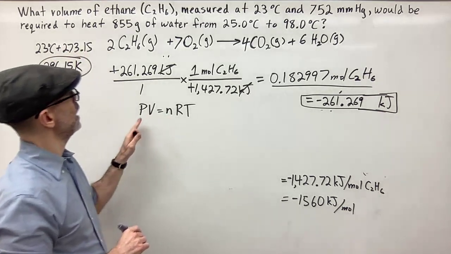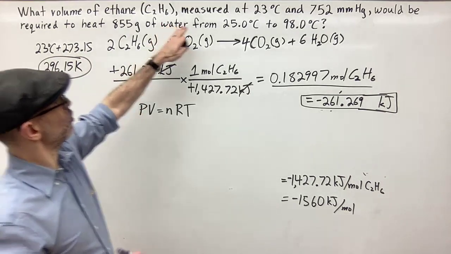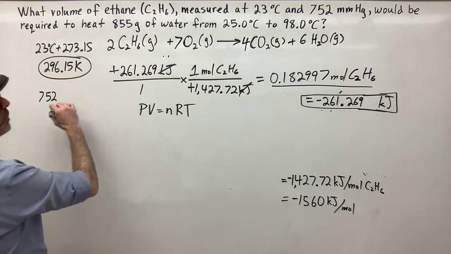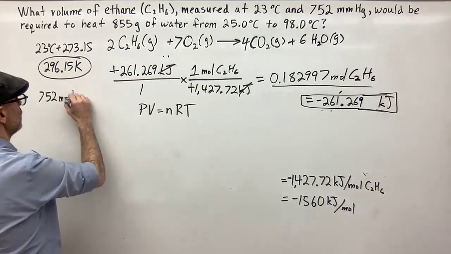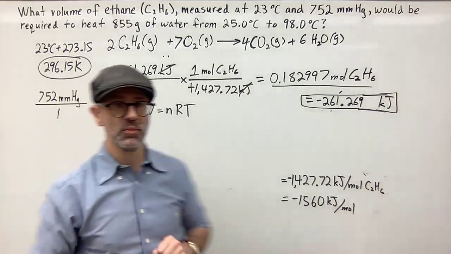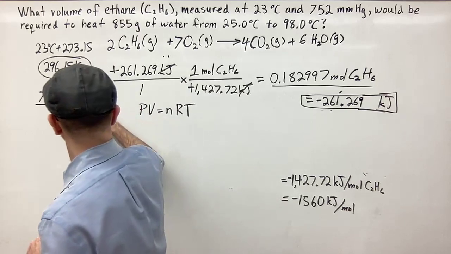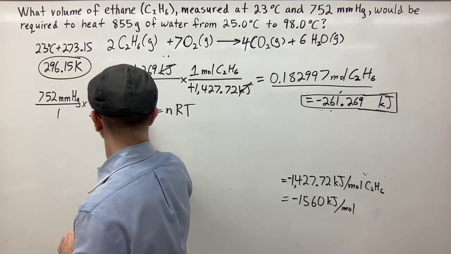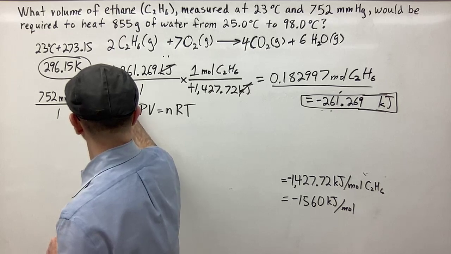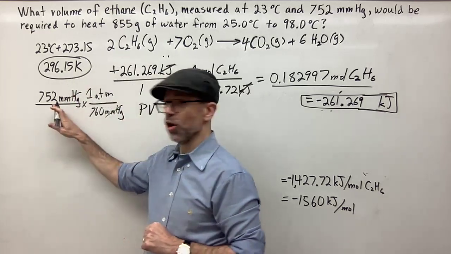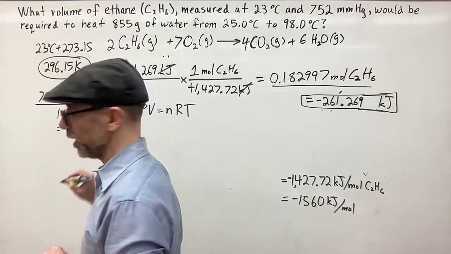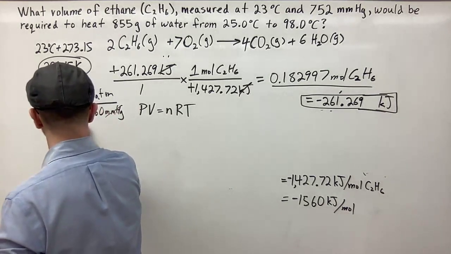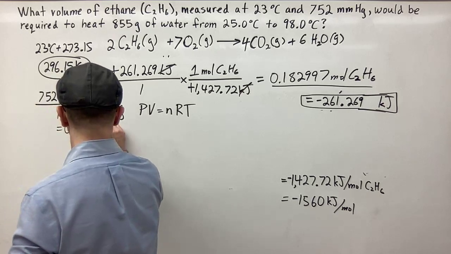Now we also have to convert our pressure into atmospheres. So they're giving us 752, oh, I'm sorry, we got 752 millimeters of mercury over one. So now we're going to use our conversion. We know that 760 millimeters of mercury is equal to one atmosphere. So the millimeters of mercury cancel out. So we divide these two and we end up with 0.9895 atmospheres.